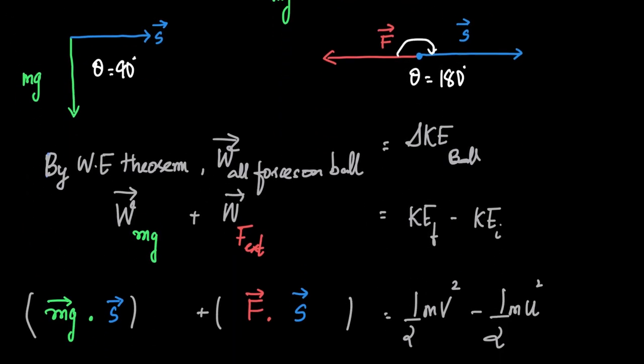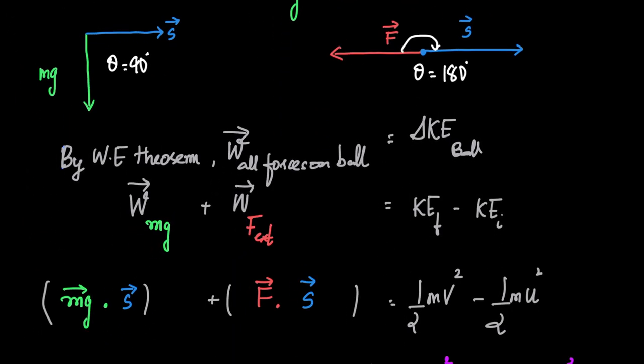Why is this important? Because by work energy theorem, work done by all the forces on the ball is equal to change in kinetic energy of the ball. Change in kinetic energy of the ball is in turn equal to kinetic energy final minus kinetic energy initial, which is half mv square minus half mu square.